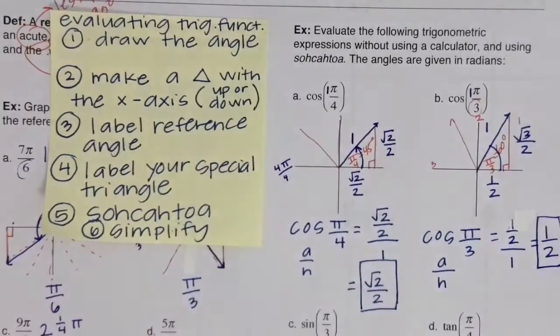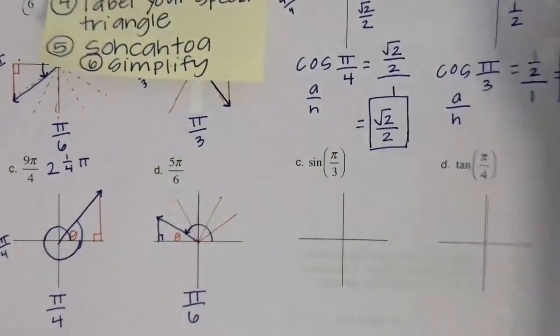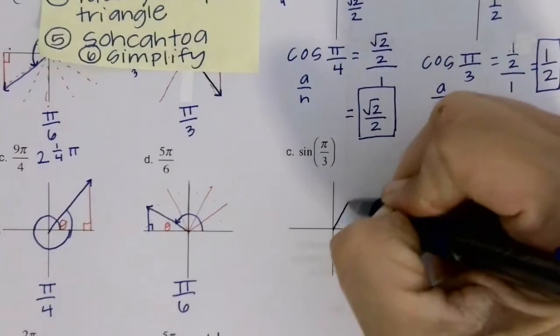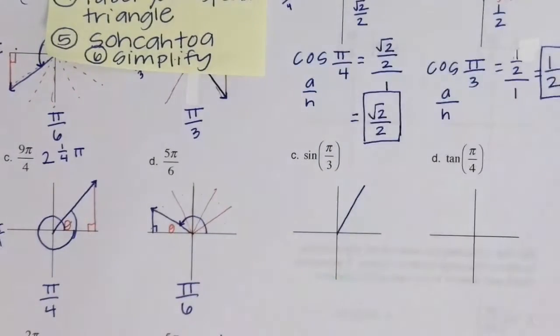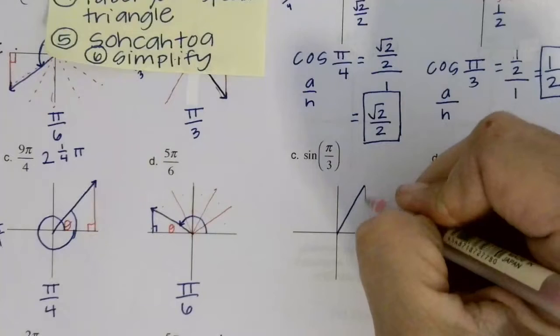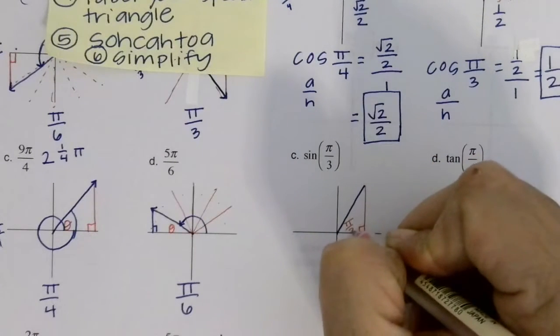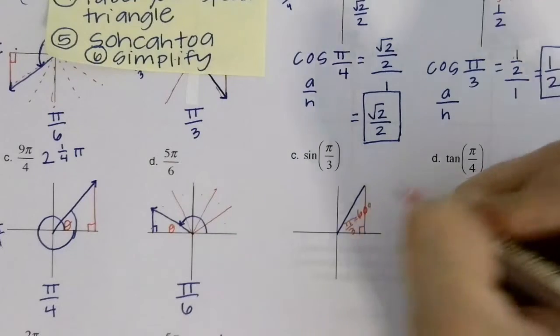Sweet. Okay, moving on. Sine of pi over 3. So it's very similar to the one we just did. Here's our pi over 3 angle. We connect it to the x-axis. Because this is a pi over 3 reference angle, it's 60 degrees.